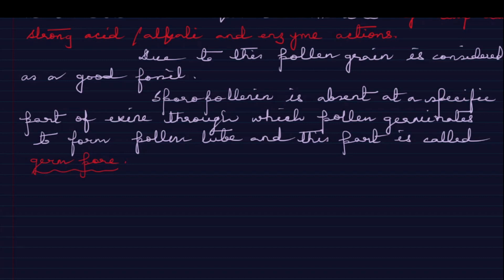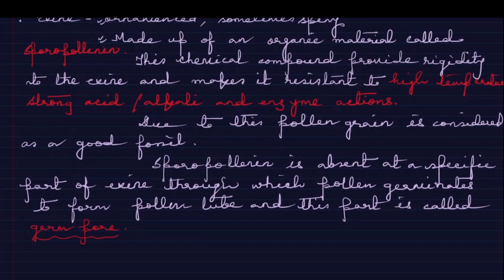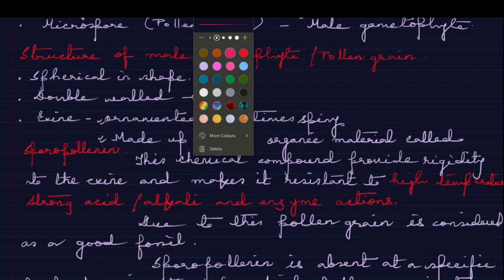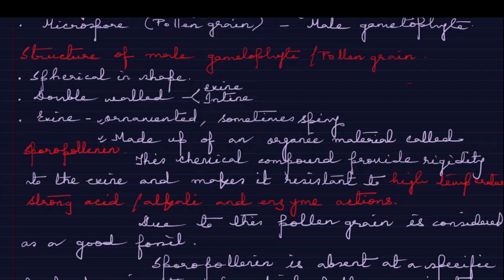So the question comes, at which part of the exine is the sporopollenin absent? What will be the answer? The answer will be germ pore. So now according to this exine, let us draw the figure of the pollen grain. So I am drawing the pollen grain, and then I am drawing this one.